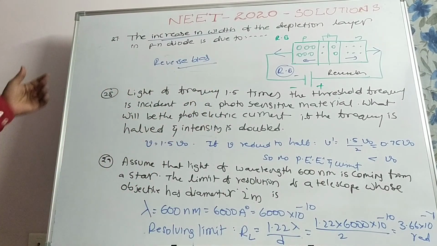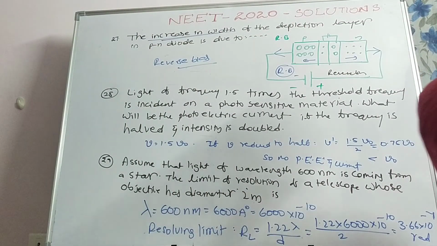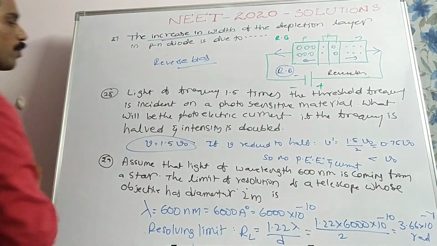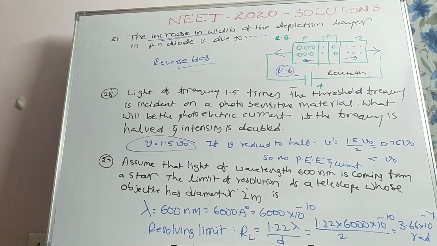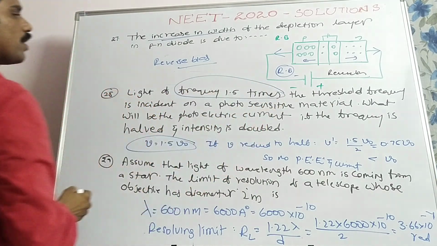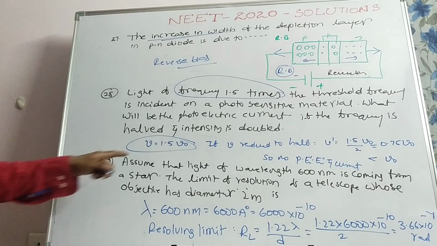Next question. Light of frequency 1.5 times the threshold frequency is incident on a photosensitive material. What will be the photoelectric current if the frequency is halved and intensity is doubled? So here, frequency nu is equal to 1.5 nu naught, that is the given value. Nu naught is the threshold frequency.